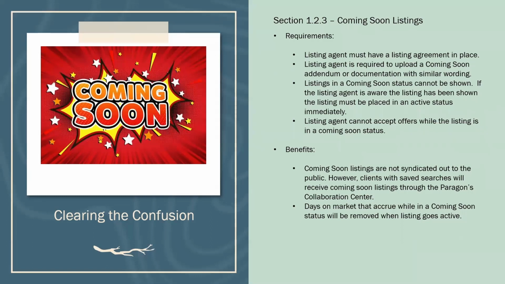Also, the days on the market do accrue while in a coming soon status. So you can be in a coming soon status for 6 months, 6 years, however long you want. Part doesn't end it, but it still builds days on market. When that coming soon listing goes active, those days go away, and you start off with day 0.